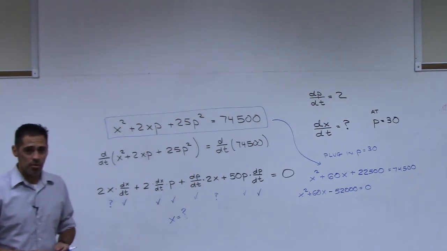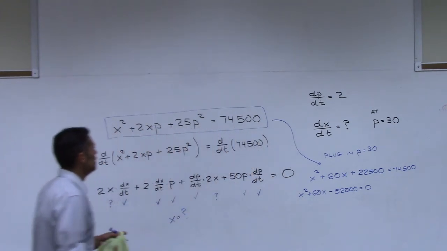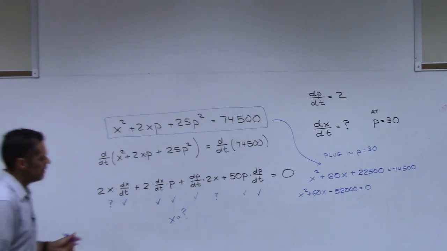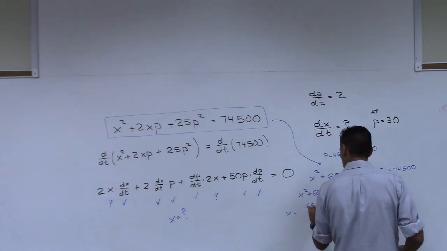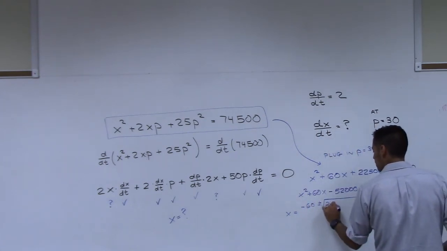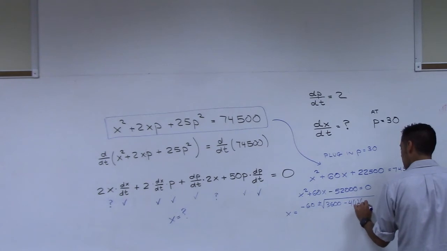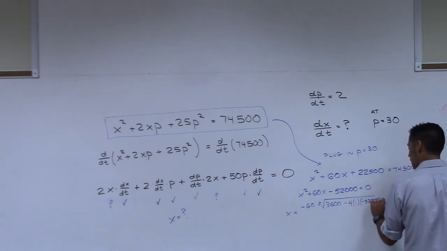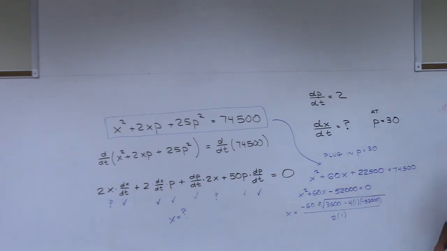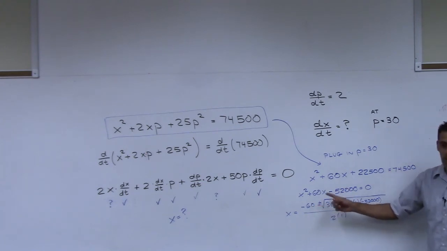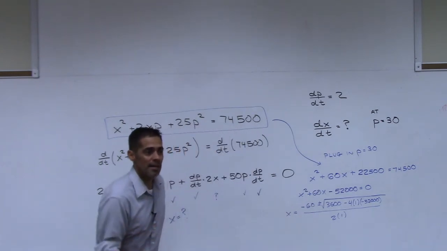All right, you ready? Quadratic formula. Okay. X is equal to negative 60 plus or minus the square root of 3,600 minus 4 times A times C, all over 2 times A. So that's your quadratic formula, which I'm not going to write up here. Negative B plus or minus the square root of B squared minus 4AC all over 2A. I'm sure you've used that before in the past.